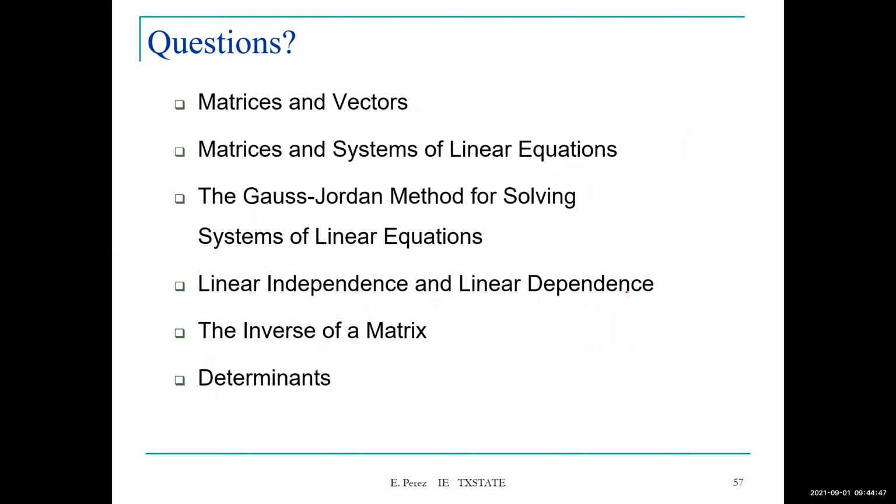So these are the topics that we cover in this lecture. And you have your first assignment already in Canvas. That first assignment is going to be based on the material that we cover in this first lecture. Any questions? Yes.